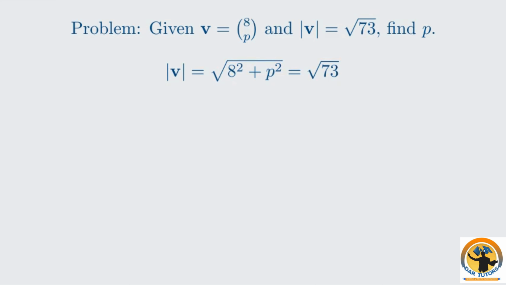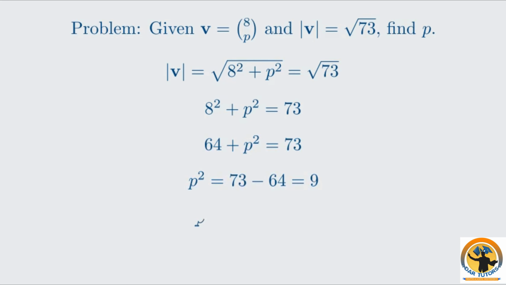To solve for p, we can square both sides of the equation to eliminate the square roots. Squaring both sides gives us 8 squared plus p squared equals 73. 8 squared is 64, so we have 64 plus p squared equals 73. Subtracting 64 from both sides, we find that p squared equals 9. Finally, taking the square root of both sides, we get p equals plus or minus 3. It's crucial to remember both the positive and negative solutions here. This means there are two possible vectors, 8, 3, and 8, minus 3, that have a magnitude of the square root of 73. This demonstrates how the magnitude formula can be used to find unknown components.